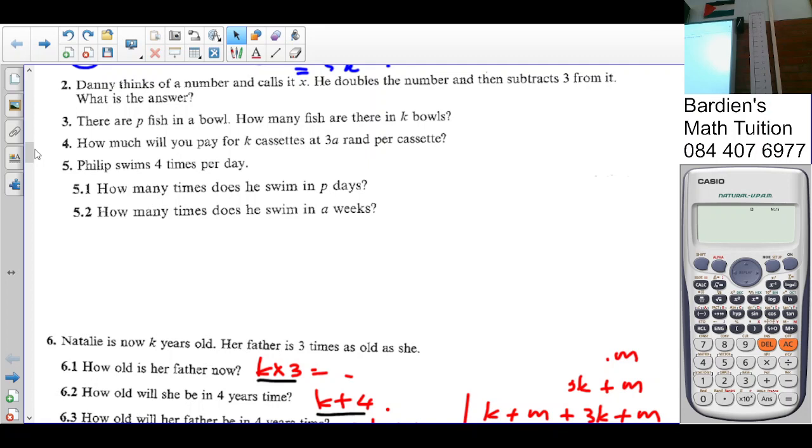Danny thinks of a number and calls it x. He doubles the number and then subtracts 3 from it. What is the answer? What do you think we should be doing? Give her a chance. Or were you also complaining when you came? Yeah, so give her a chance. Yes? Multiplying. Well, you multiply. Absolutely. The x must multiply by what?